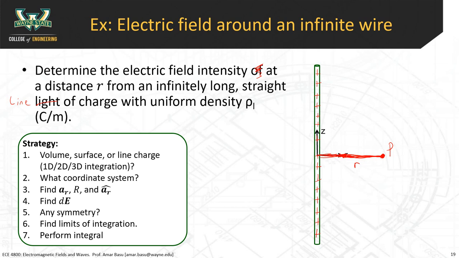Okay, we have a line charge, and the reason why is because we're given rho L, and the units are coulombs per meter. And just looking at the geometry, we can see that it's just a line of charge. So we are just going to say, okay, great, we have line charge here. Line charge means we are going to do a one-dimensional integration. If we have a surface charge, we do 2D. If we have a volume, we do 3D. The second question is, what is the coordinate system?